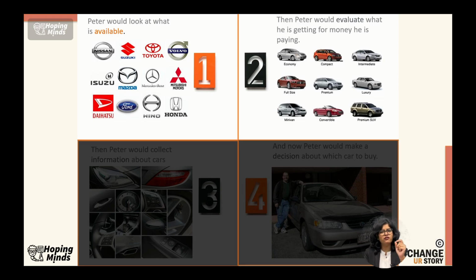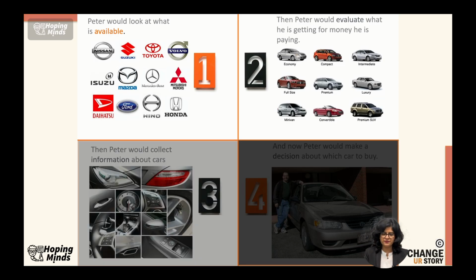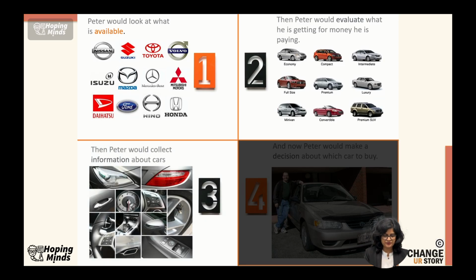What are the kind of cars I can buy in my budget? Fair? Third step, Peter would collect information about cars, right? Peter would research, he will go online, he will make calls to car dealers in the vicinity, he will take information, or maybe even go for a test drive. That's what you do, right? When you buy a car, you go try it out.